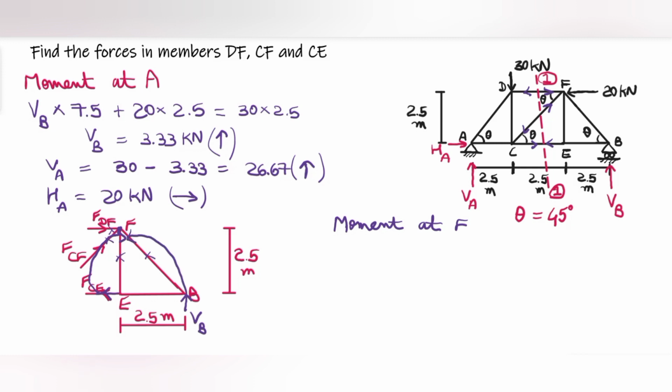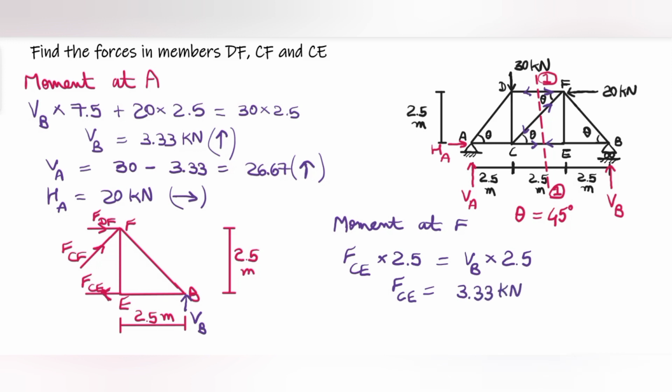So here this will be VB into perpendicular distance, which is 2.5, and FCE into perpendicular distance, which is also 2.5. यहाँ से मोमेंट लगी, ये हो गया मेरा perpendicular distance, और VB into ये हो गया मेरा perpendicular distance. So FCE into 2.5 is equal to VB into 2.5. That is, I'll get FCE is equal to VB, and VB we have got it as 3.33 kilonewton.